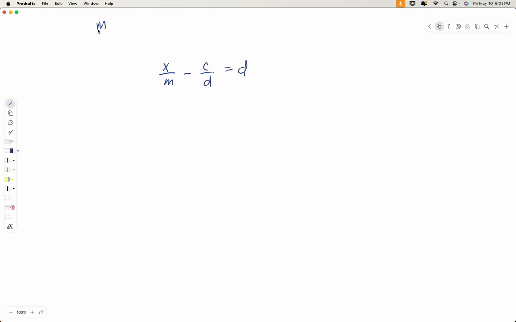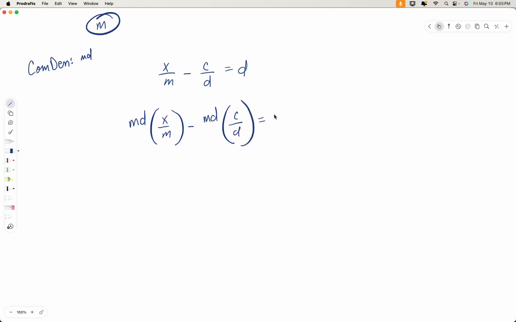And we're looking for m. So we've got to solve for that. The first thing I would do is find the common denominator and then multiply everything by the common denominator. That common denominator is going to be MD. So MD times x over m minus MD times c over d is equal to MD times d.